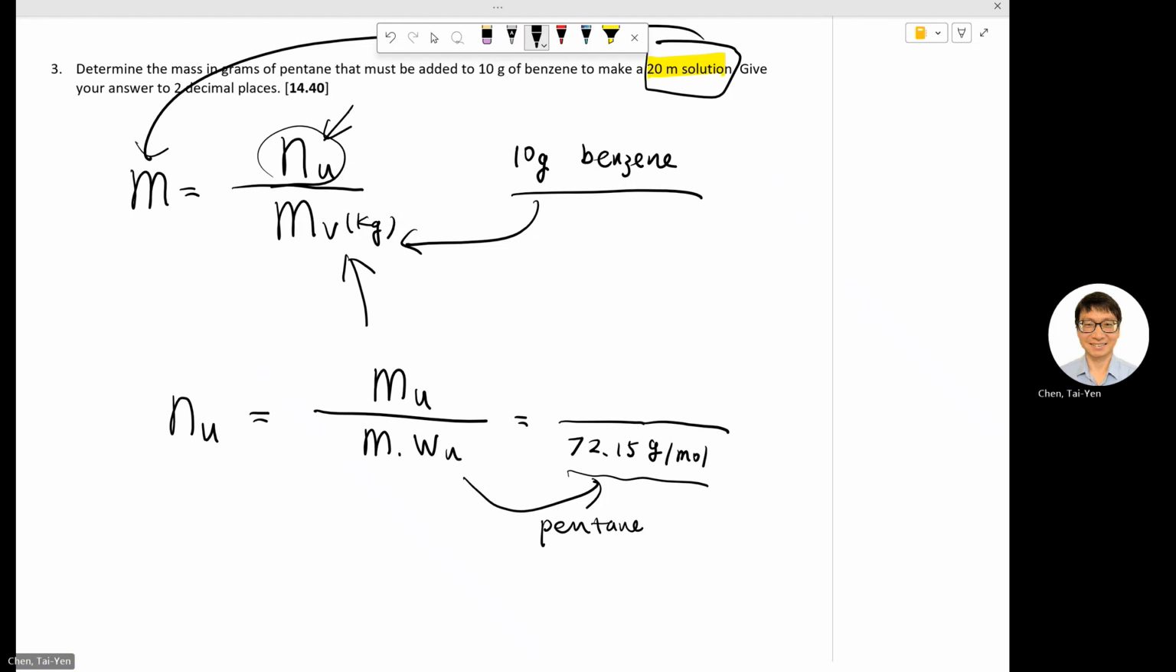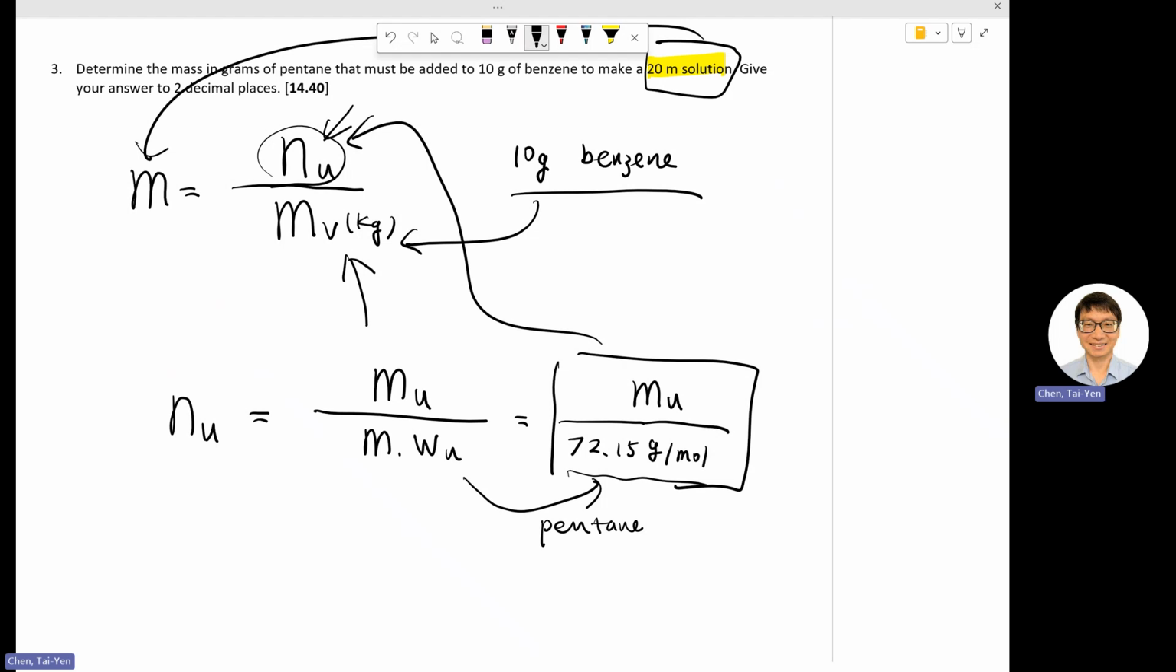What's the mass? Yes, the mass is what you are looking for, so the mass is unknown. Let's say it's something that you want to know. So you know this whole term is equal to this term. And then you know the concentration of your solution is what? 20. That means the number of moles of your solute over the mass of your solvent is going to equal 20.